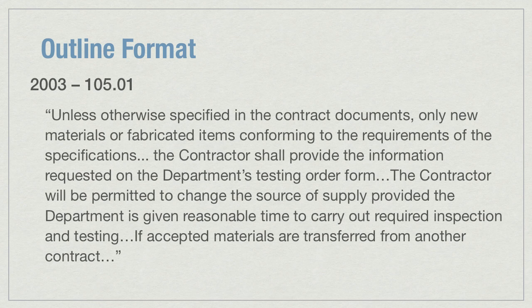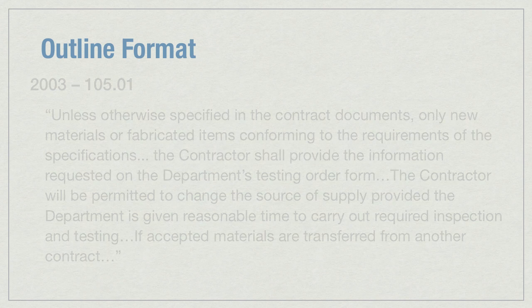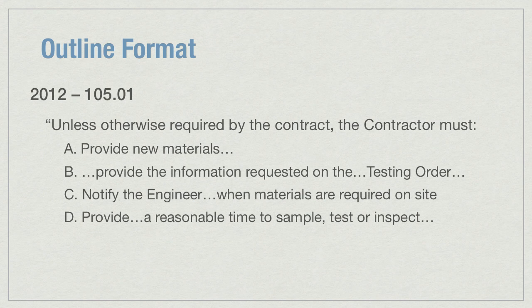To illustrate the change to the outlined format, I'll use an example from 105.01 of the 2003 Standard Specifications. The first paragraph discusses requirements for materials or fabricated items and has a series of sentences that explain the responsibilities of the contractor, as shown in this slide. In the 2012 book, we've taken the same information and put it into outlined format. Unless otherwise required by the contract, the contractor must A. provide new materials, B. provide the information requested on the testing order, and so on.